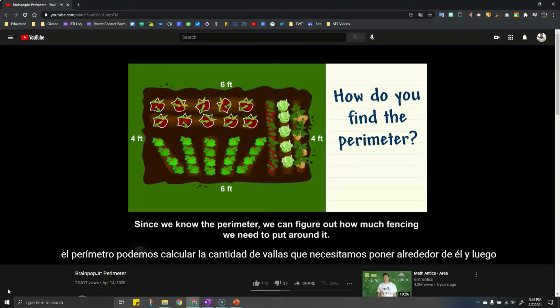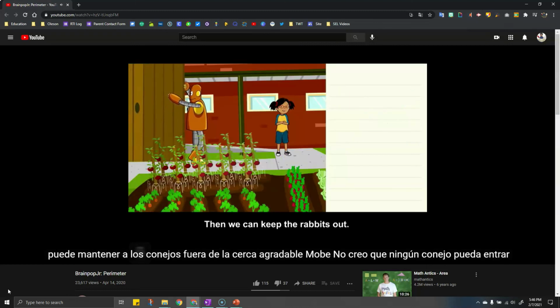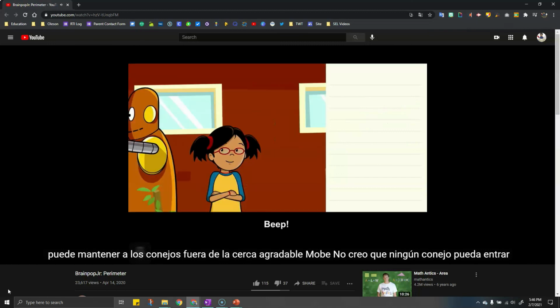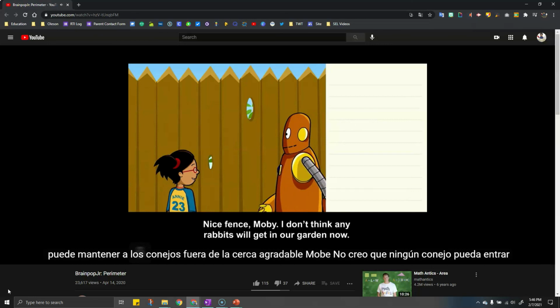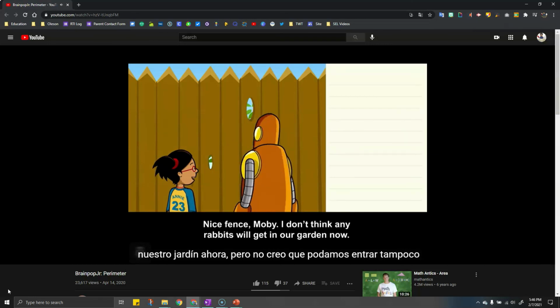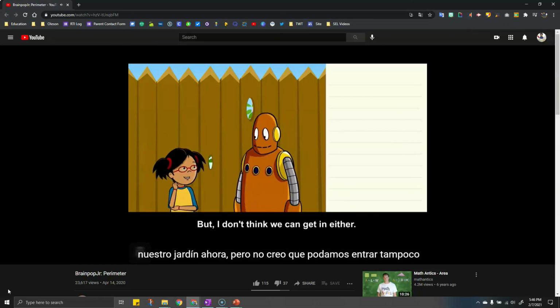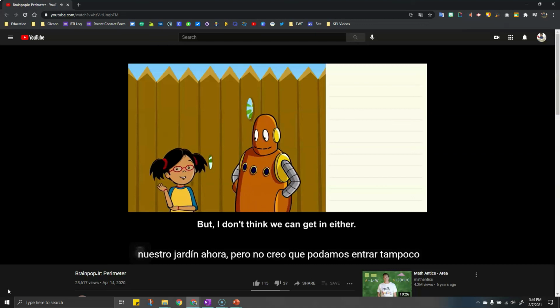Since we know the perimeter, we can figure out how much fencing we need to put around it. Then we can keep the rabbits out. Nice fence, Moby. I don't think any rabbits will get in our garden now. But I don't think we can get in either.